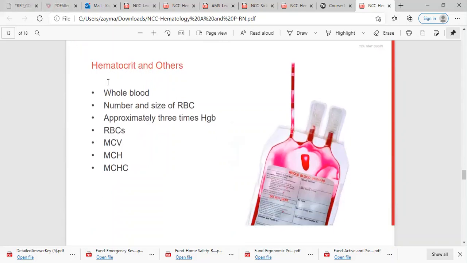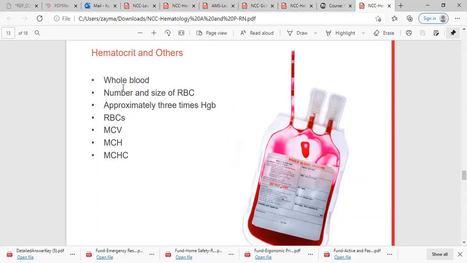Hematocrit. Hematocrit is not a cell. It is a measurement of the percentage of red blood cells in the whole blood. That's what I'm trying to say. So if your hematocrit is X percent, whatever, 25% or something, I'm just making this up, then that means of your whole blood, 25% of it is red blood cells.